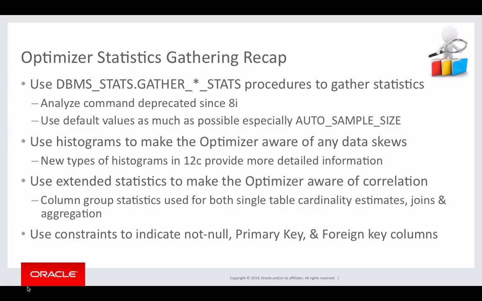Because of that correlation or relationship between these two columns, the optimizer could underestimate the cardinality for that particular query, and so we're going to use extended statistics to make the optimizer aware of that real-world relationship between those two columns. And by having that information available to the optimizer, it can make a much better cardinality estimate, not just for single table queries against the vehicles table, but also for queries that may join to that table or do some type of aggregation on that table.